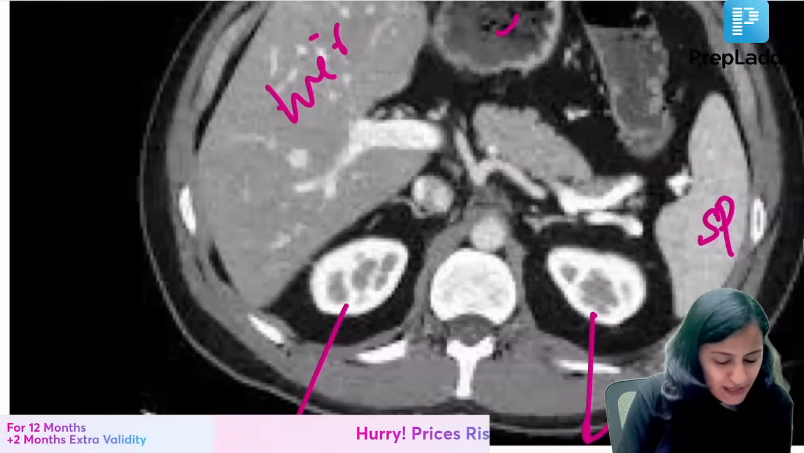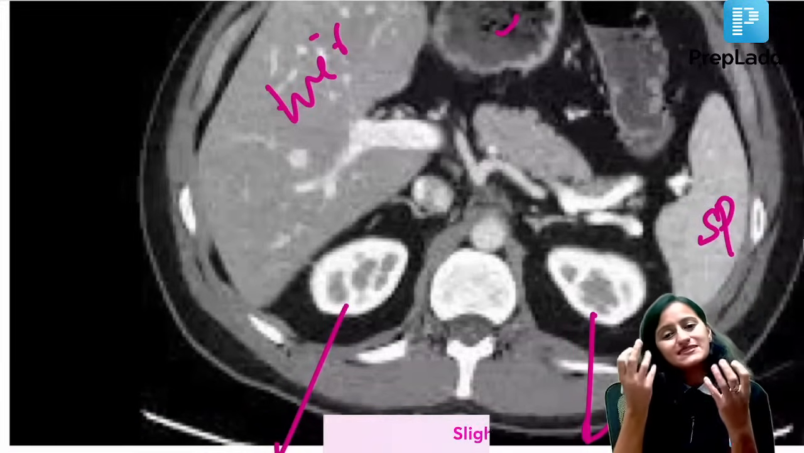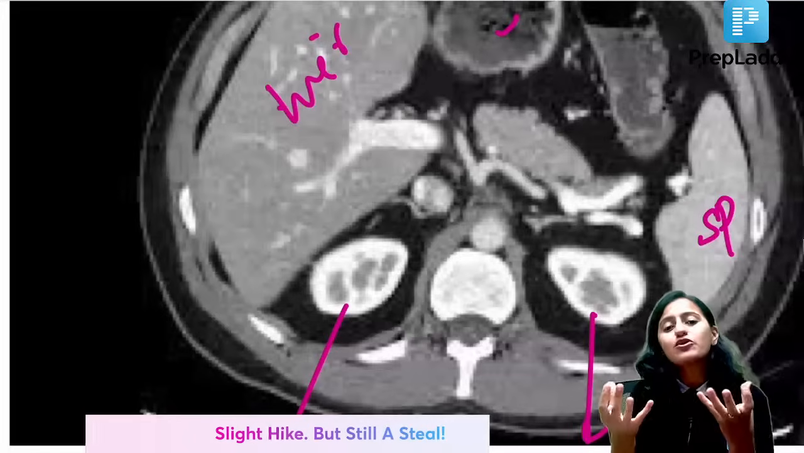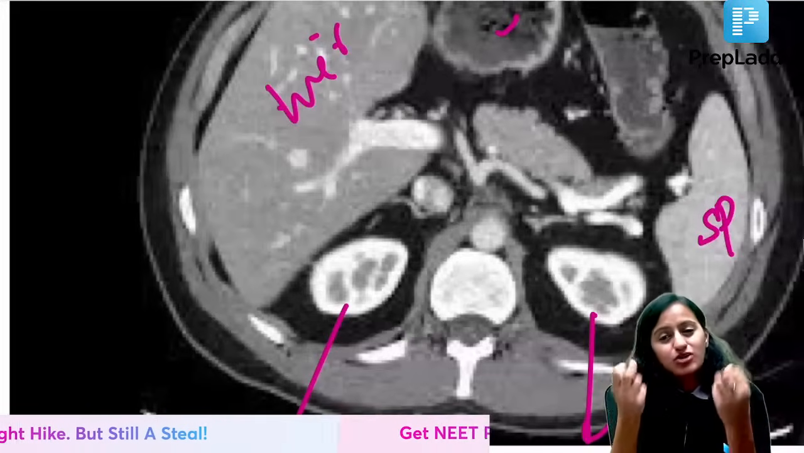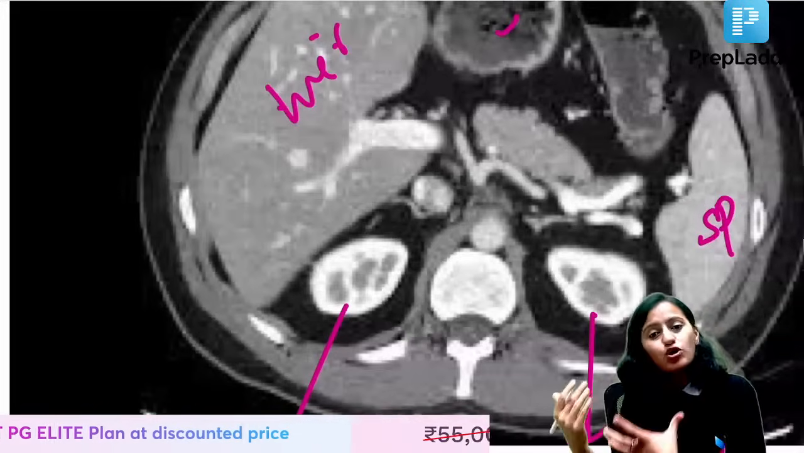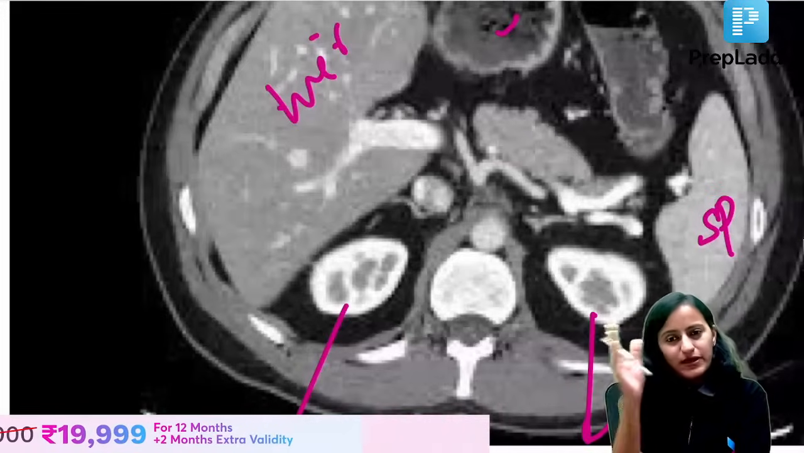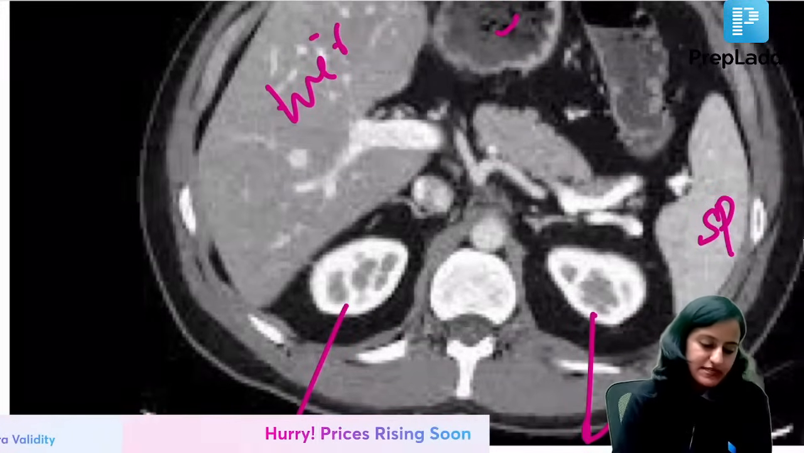Okay, good question, Sanya. Why does kidney look so bright? See, because all the contrast is going via the kidney. So kidney is the organ which is excreting the contrast. The contrast is getting concentrated there, and that is why kidney will look more white as compared to the rest of the organs. When the other organs are removing the contrast from there, the kidney is accumulating it.